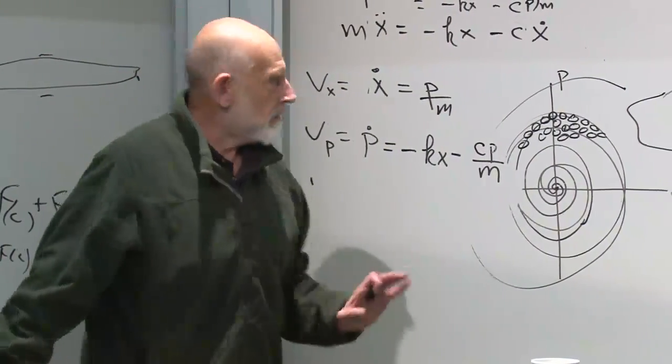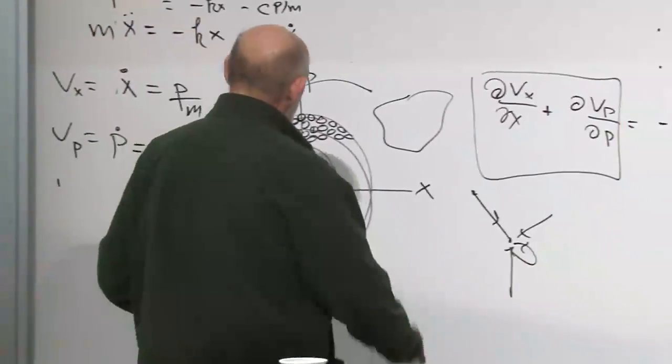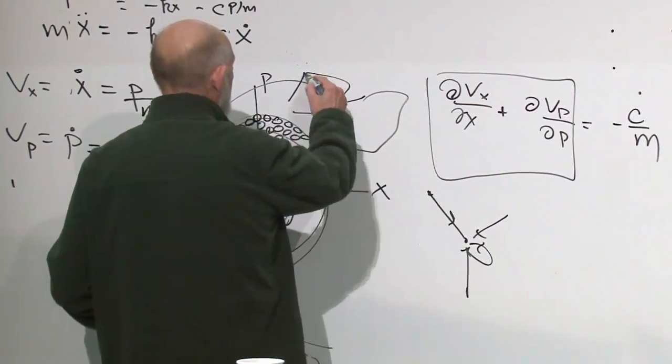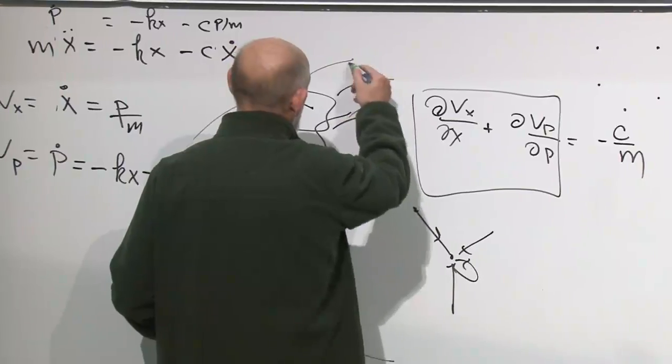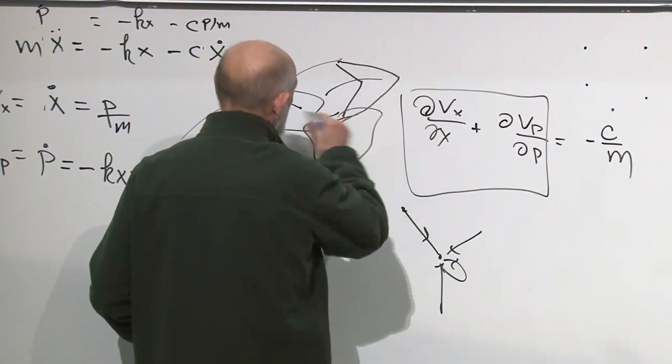At the moment, the theorem is that volume in phase space is conserved. Shape is not.